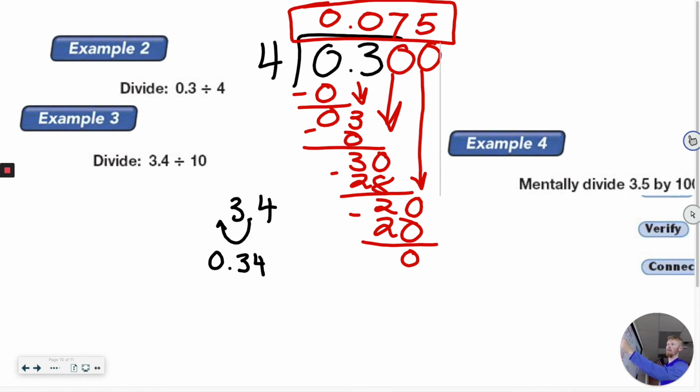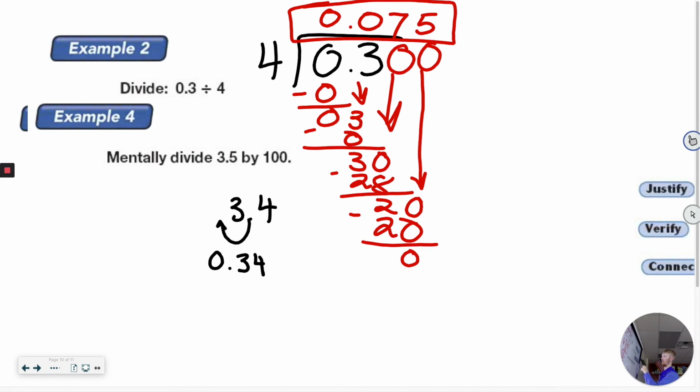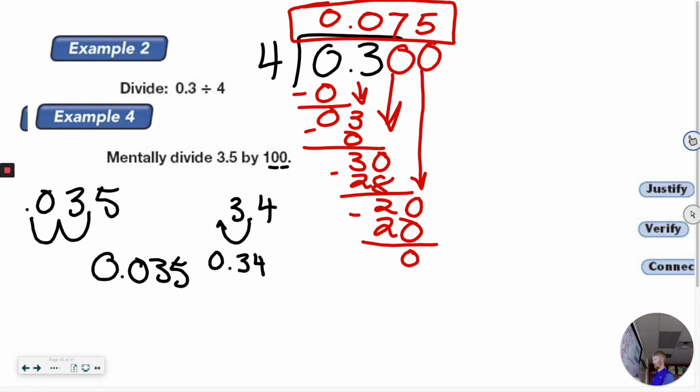Now it says mentally divide 3.5 by 100. So 3.5, if I'm dividing it by 100, 2 zeros, I'm going to move it 2 spots. Add a 0 there. There's my decimal. So 0.035 would be my final answer.